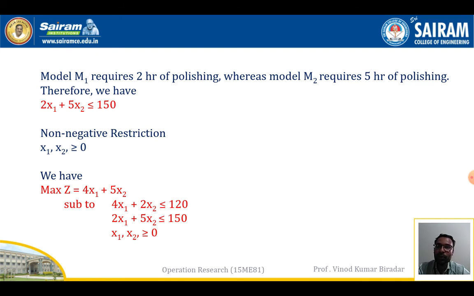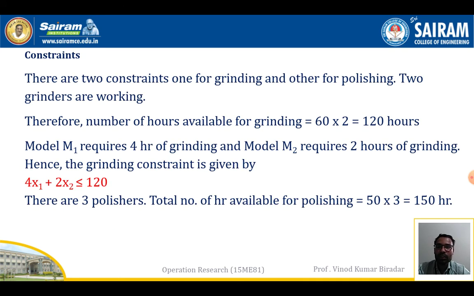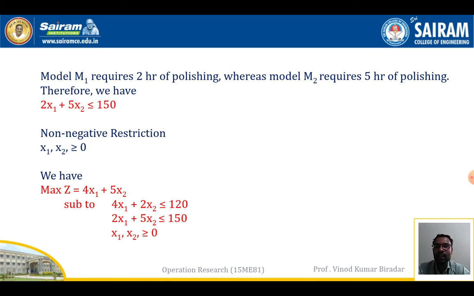Why are we using less than or equal to in both constraints? Because this problem belongs to maximization. Now the non-negativity restriction is that x1 and x2 should be greater than or equal to 0. So the formulation answer is: maximum of z equals 4x1 plus 5x2, subject to the constraints 4x1 plus 2x2 less than or equal to 120, 2x1 plus 5x2 less than or equal to 150, and the non-negativity restriction x1 and x2 greater than or equal to 0. So this is the answer.